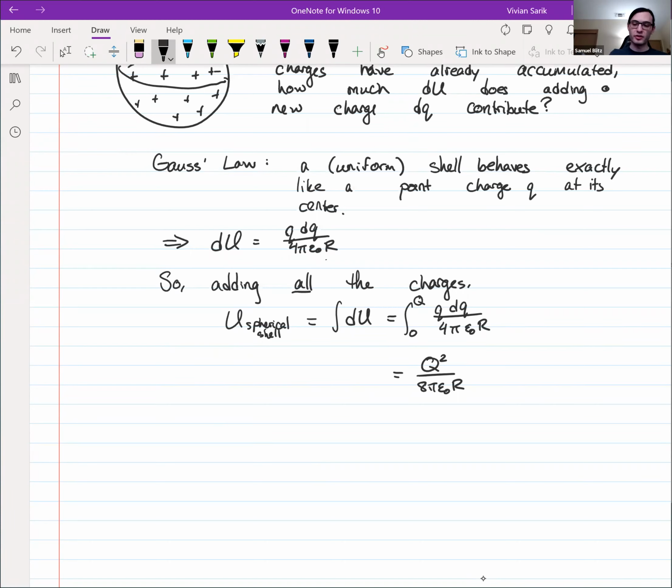So that is the electrostatic potential energy of a charged sphere where the charges are uniformly distributed. That just is. That's how much energy it has.